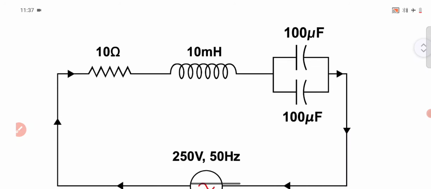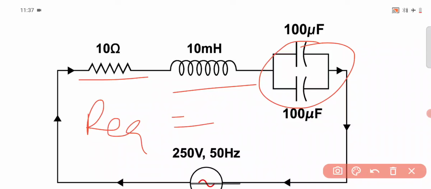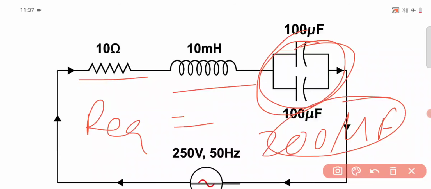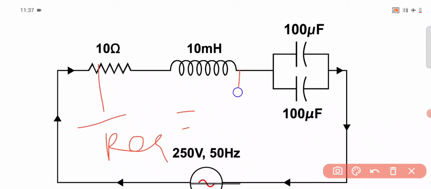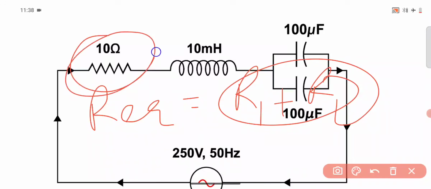You can see the figure: resistance, inductance and capacitor. This is in parallel, and as we know, in parallel the capacitors' equivalent will be added, so the equivalent becomes 200. If it is in series, then we apply this formula, 1 by R equivalent equal to 1 by R1 plus 1 by R2, but for capacitors in parallel, the simple formula is C equivalent is equal to C1 plus C2. It is opposite to resistance.